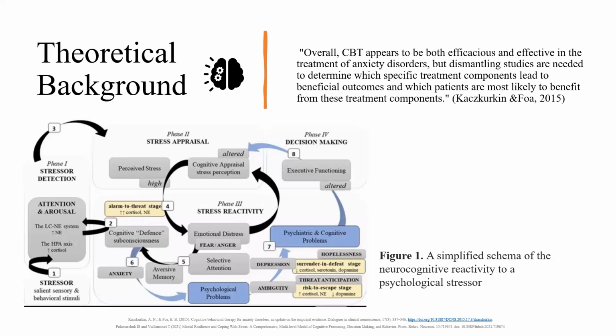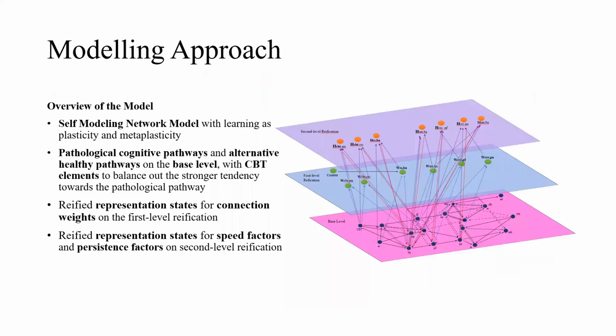But it's also very important to dismantle these studies and choose the right way of treating different disorders, because under the umbrella term of anxiety disorders, there are also different forms of disorders. So that's why we decided to model this process. Exactly. And how did we do that?